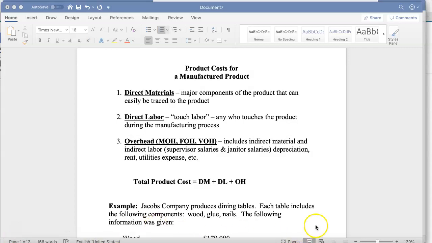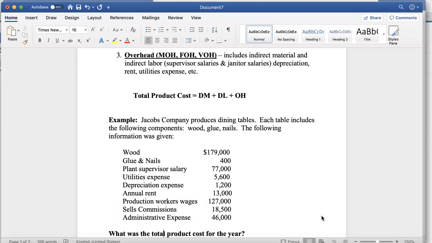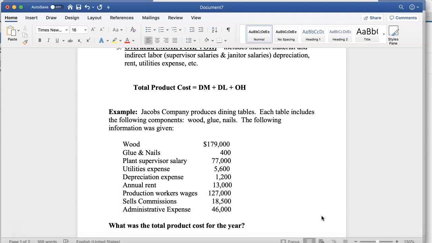So I have a little example here for us to look at. This is Jacobs Company, and they produce dining tables. Each table includes the following components. We basically have wood, glue, nails. We might also have some lacquer to put the shine on the wood. I didn't include that, but that might also be a component. And so the following information is given.